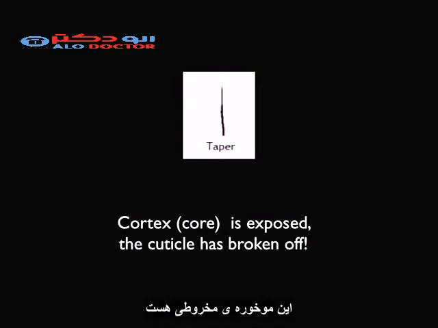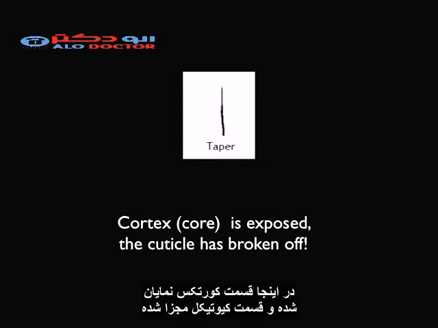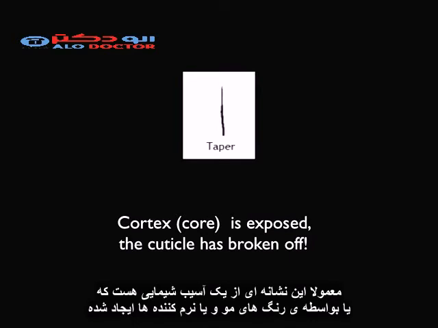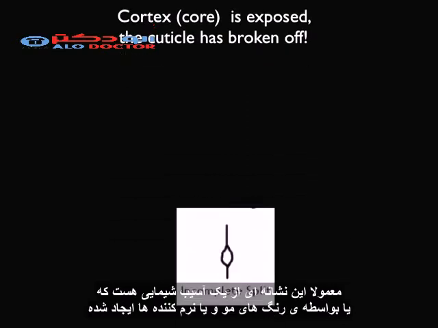This is the taper. The cortex is exposed here, and the cuticle has broken off. Usually, this is a sign of some sort of chemical damage with either hair dye and or relaxers.